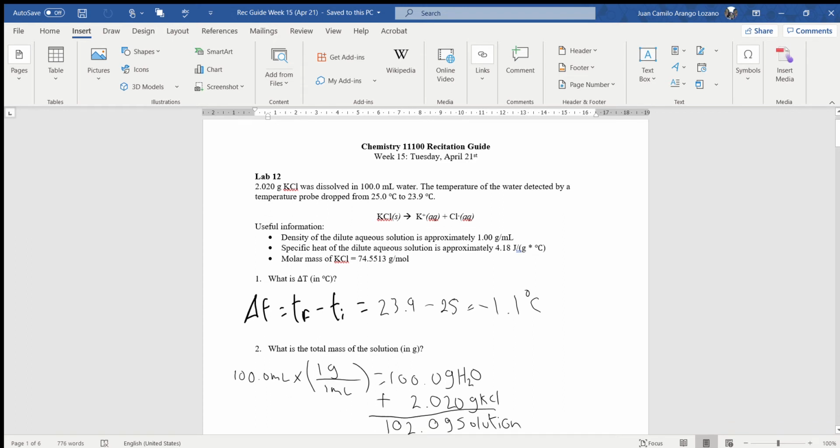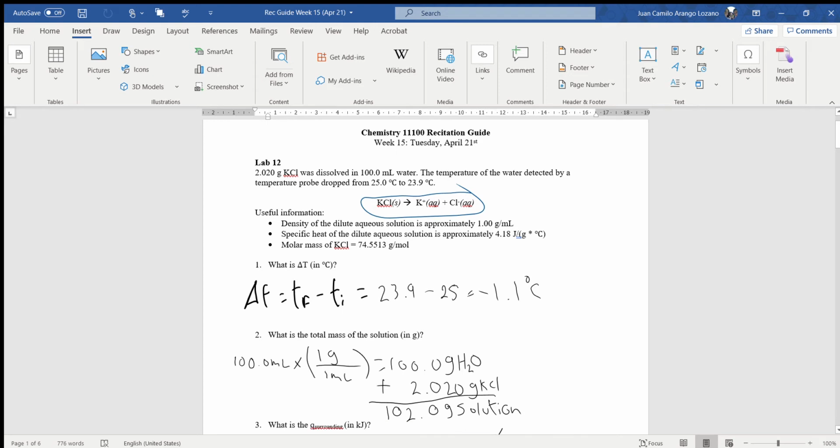They are telling me that I have 2.020 grams of potassium chloride, which is getting dissolved in 100 ml of water. They are telling me that the change in temperature dropped from 25 to 23.9 degrees Celsius. They are showing me in this case the stoichiometry for my reaction, which you will see that matters. And they start asking me a few questions. This is going to be the useful information for this exercise.